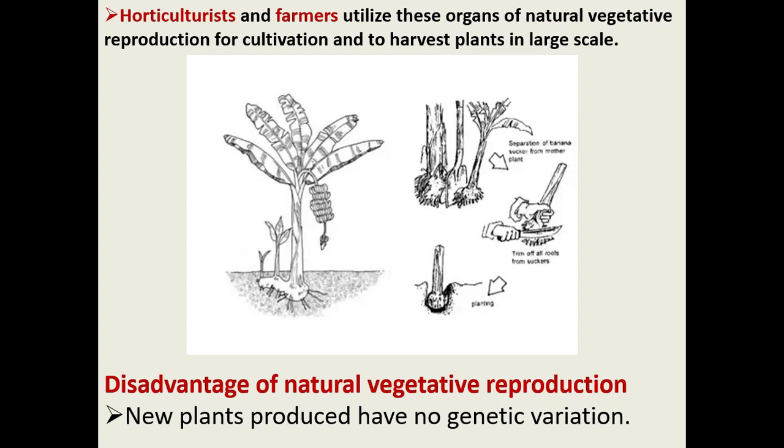Next, what are the disadvantages of natural vegetative reproduction? The new plant produced has no genetic variation. This is the only disadvantage of vegetative reproduction.